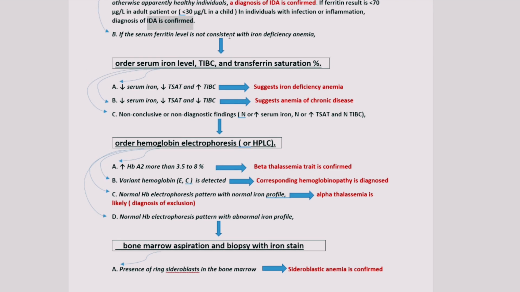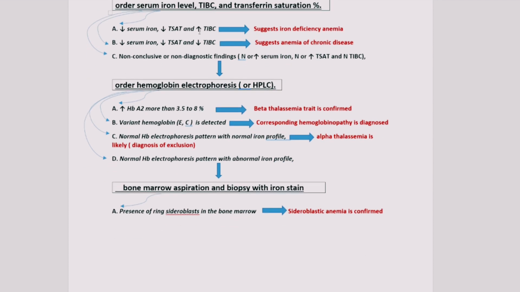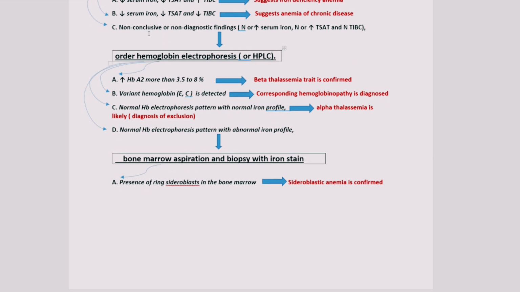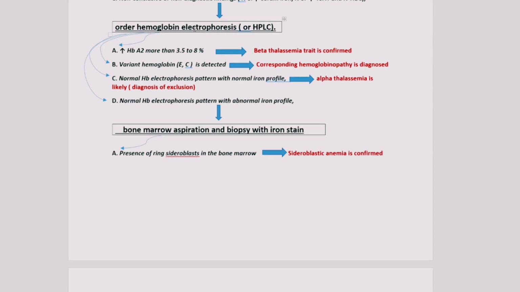If serum ferritin level is not consistent with iron deficiency anemia, it's normal or high, request or order other iron profile. If the TIBC, iron and transferrin saturation are low: if the TIBC is high, this suggests iron deficiency anemia. If the TIBC is low, this suggests anemia of chronic disease. If the iron profile is non-conclusive or non-diagnostic like this, then request hemoglobin electrophoresis.